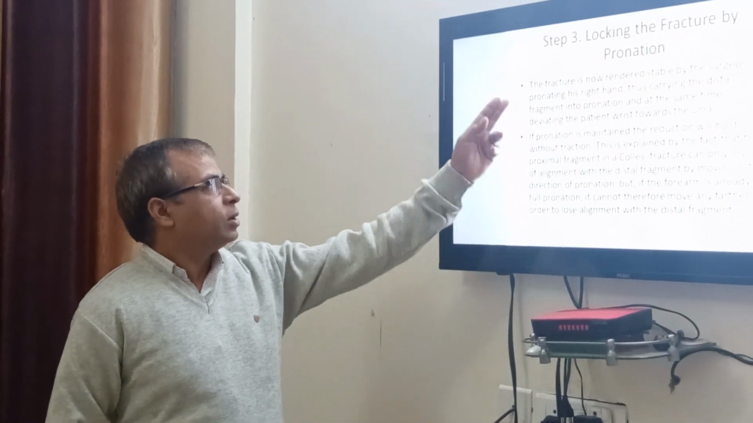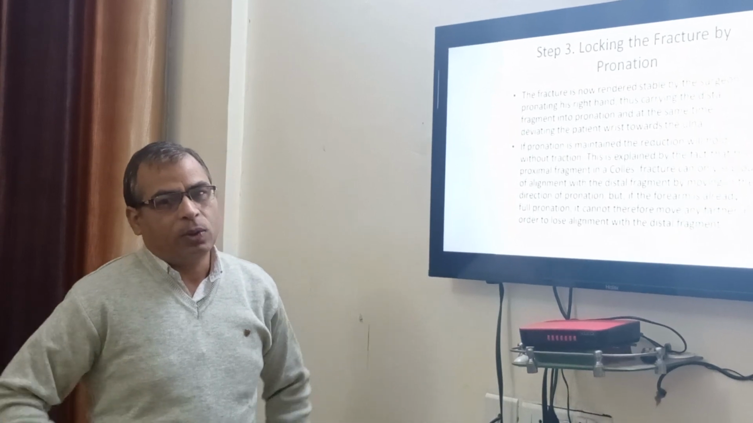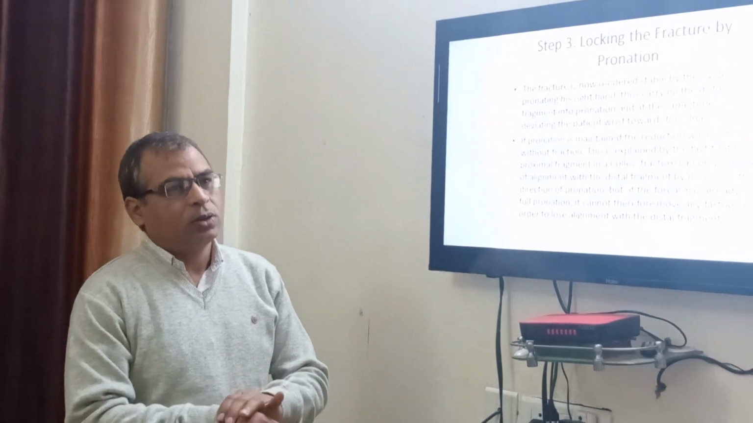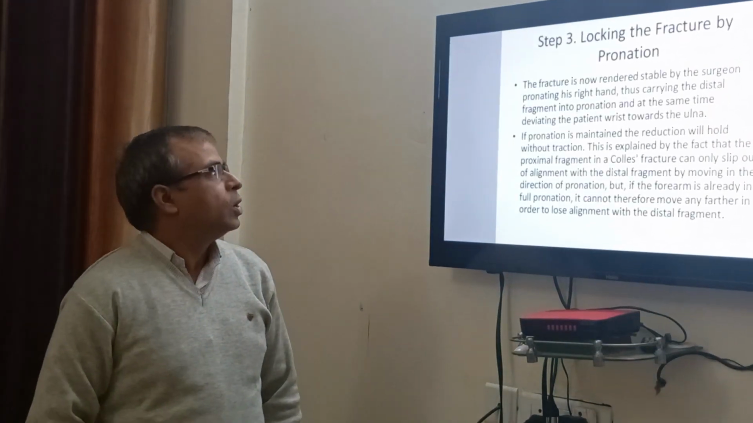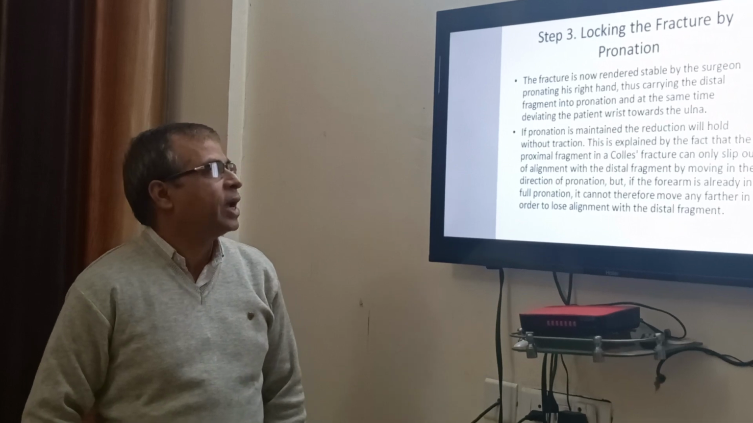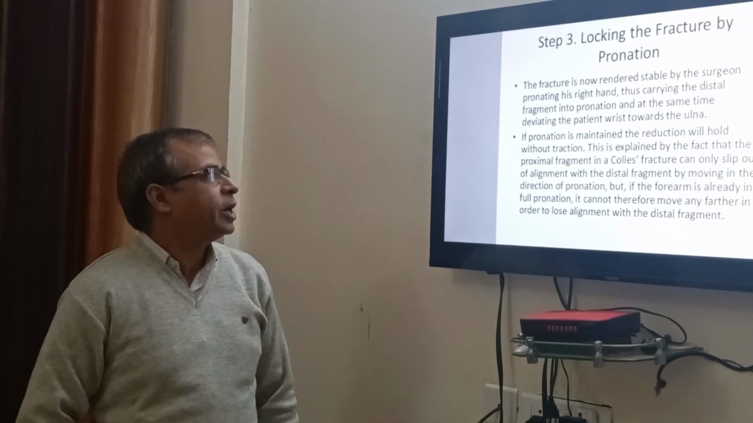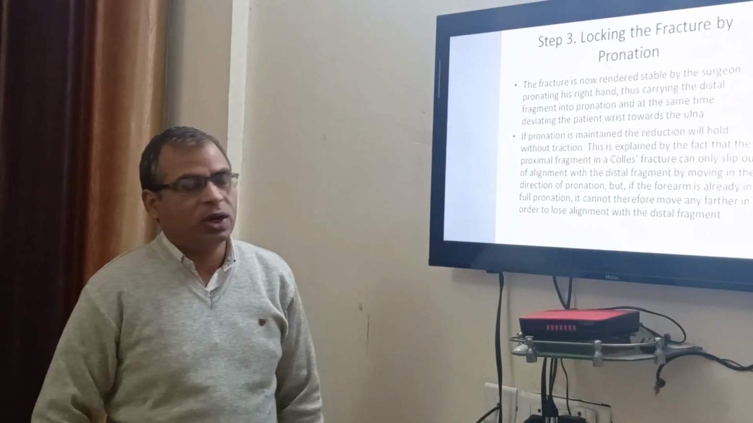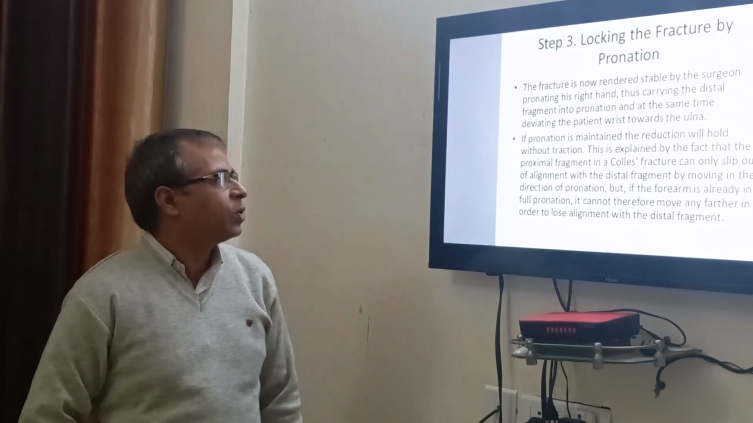So the third step is locking the fracture by pronation and applying the plaster in ulnar deviation and flexion of the wrist. The fracture is now rendered stable by the surgeon pronating the right hand, thus carrying the distal fragment into pronation, at the same time deviating the patient's wrist towards the ulna. If the pronation is maintained, the reduction will hold without the traction.